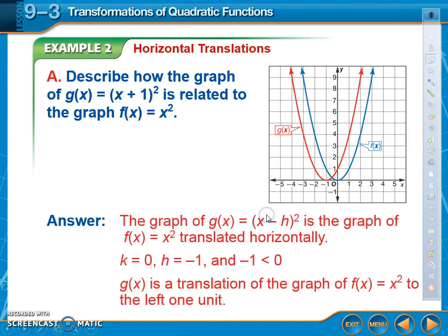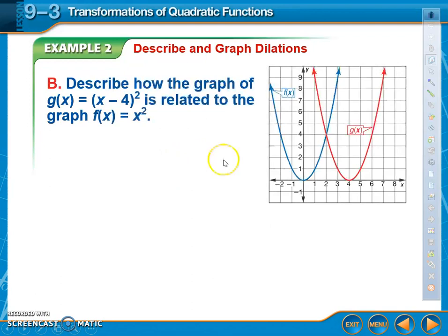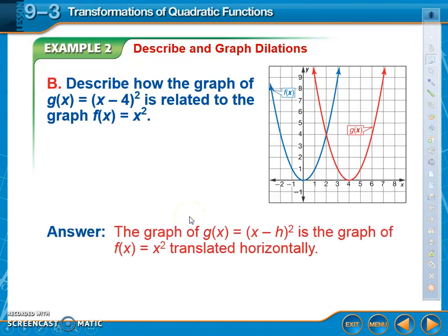Right here, it's moved in a positive direction 4. So it's going to be -4, flip it, +4. Just works out that way. We'll do some graphing on this in class to show you what we're talking about.